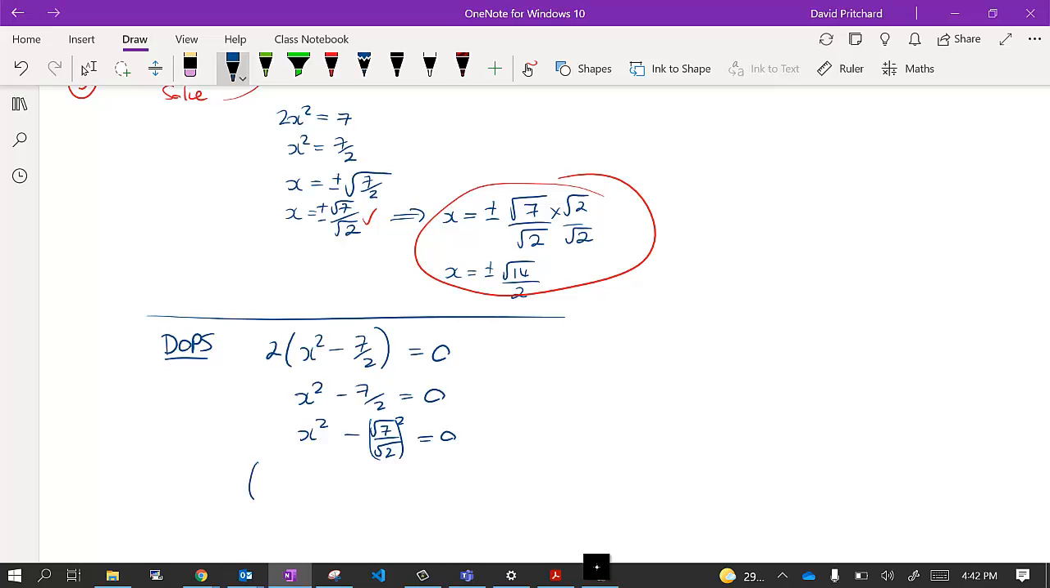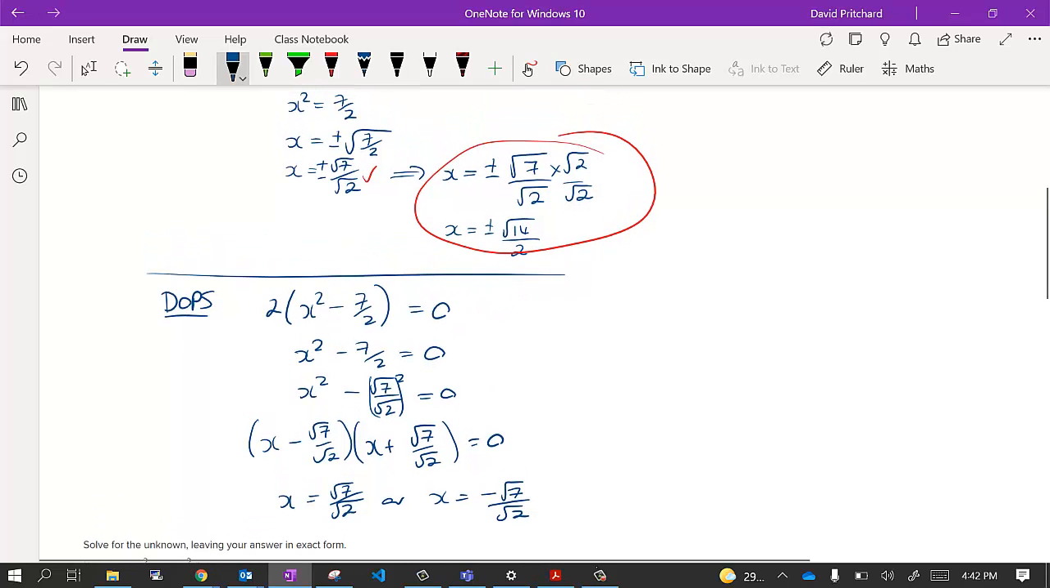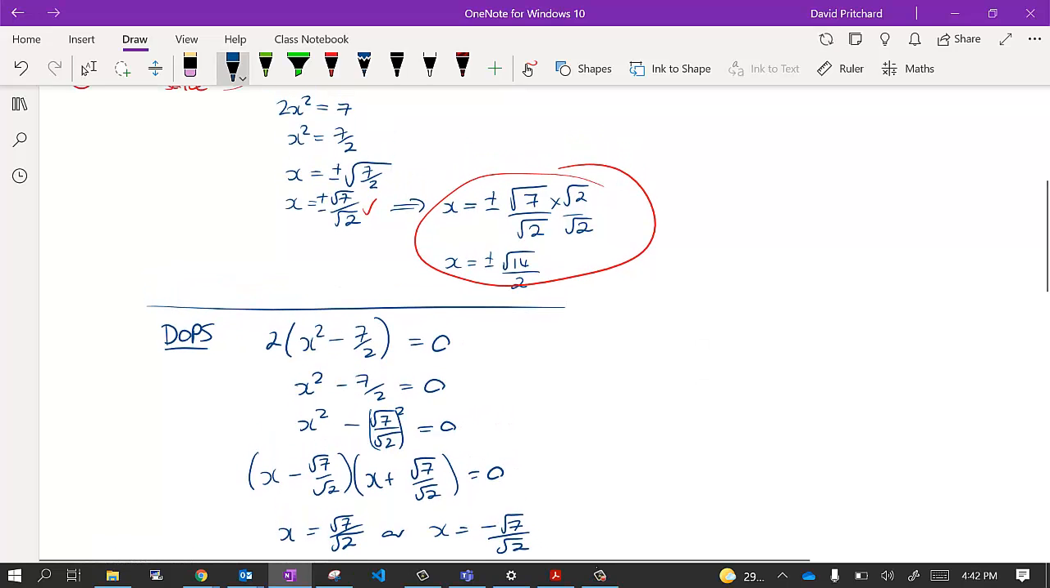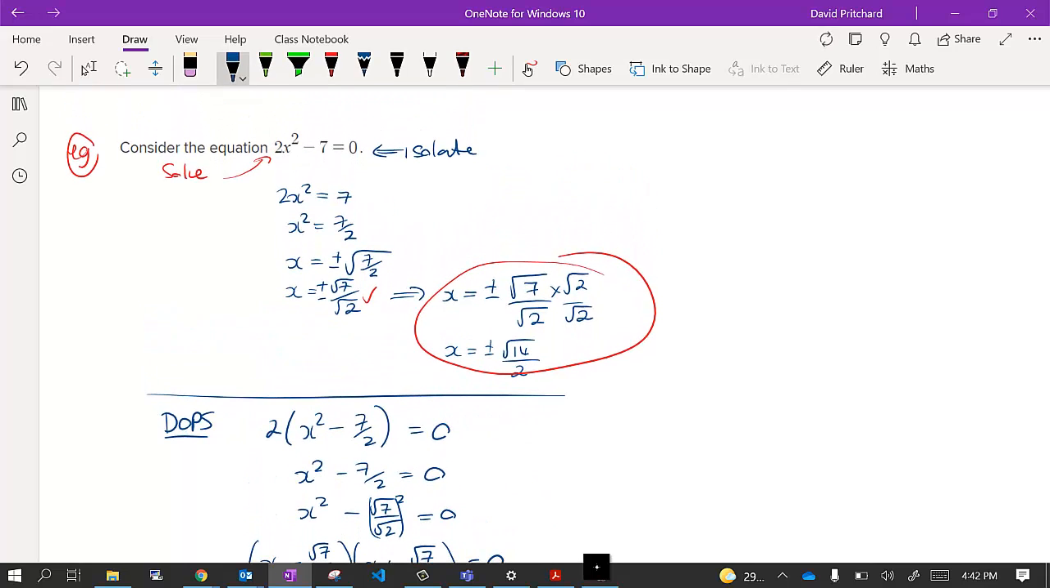And then we can set that up using DOPS. We've got x take square root of 7 on square root of 2, x plus square root of 7 on square root of 2 is equal to 0. And using null factor theorem, each of these brackets will be equal to 0. So we've got x is equal to root 7 on root 2, or x is equal to negative root 7 on root 2. So you can see that both answers are the same. Don't stress too much about the rationalization unless it's clicked for you. And a nice, simple solution either way. We can take the DOPS route, or I assume that most of you will take the isolation route.